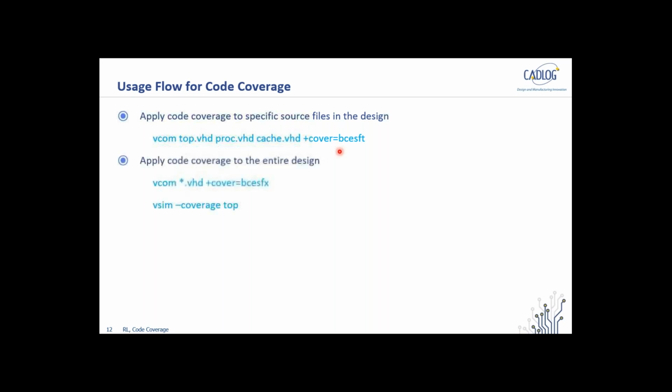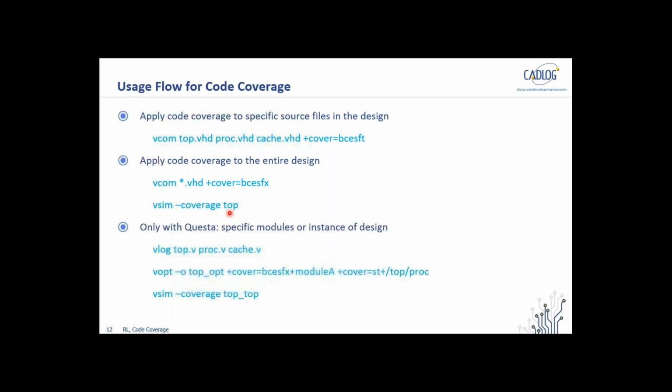In that example, I want to collect all types. You can also apply code coverage to the entire design. Here you see minus coverage applied to the top. Questa gives you more flexibility in applying the code coverage. You can apply code coverage for a specific module. For example, here we apply this coverage type for module A, but only statement coverage for this module.